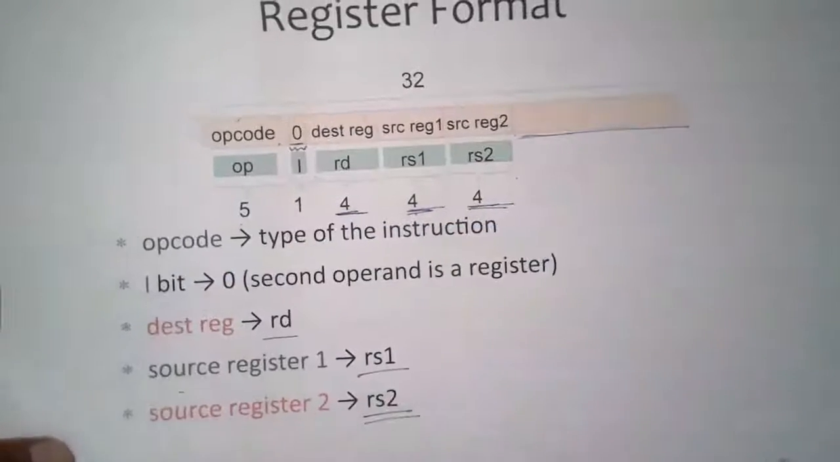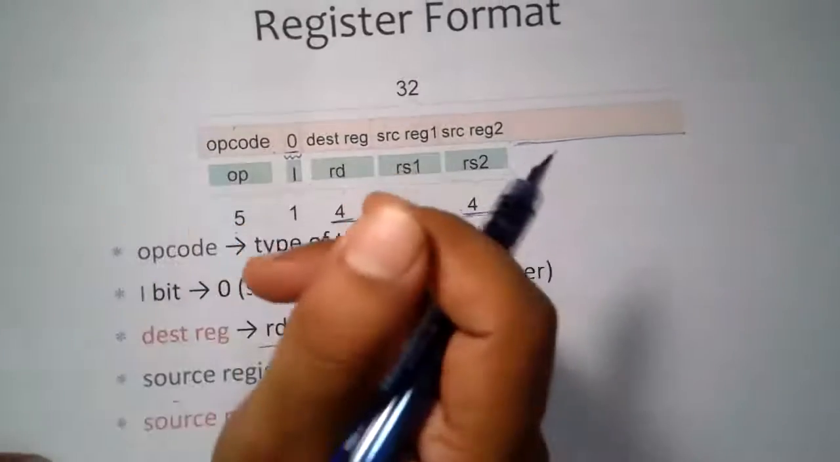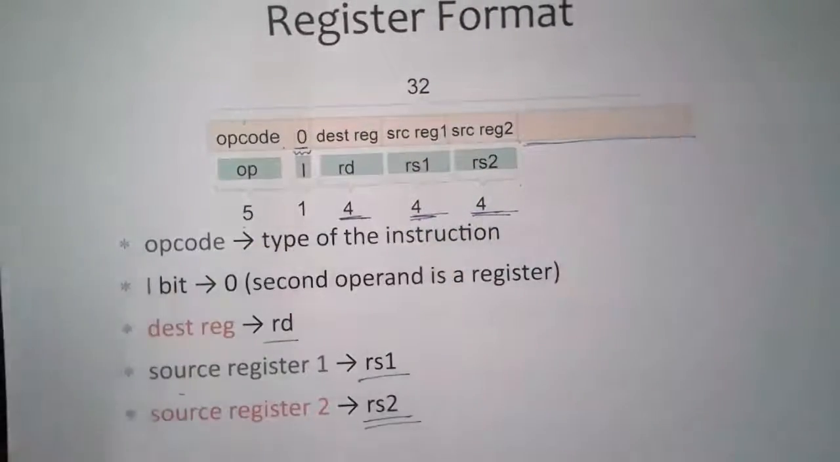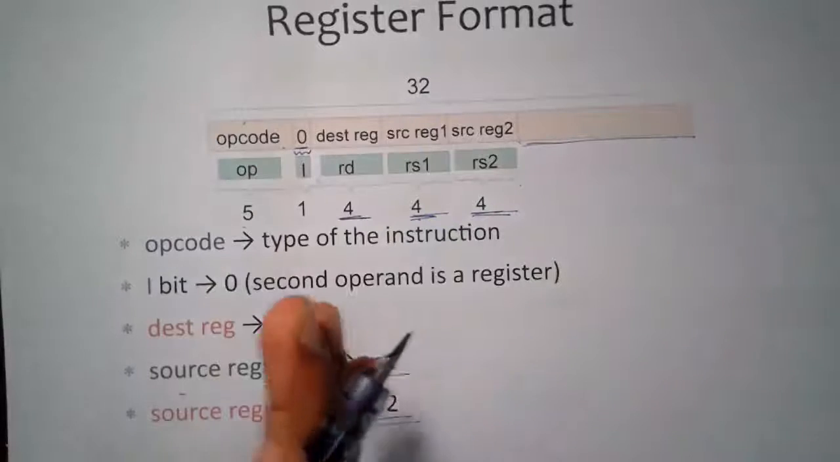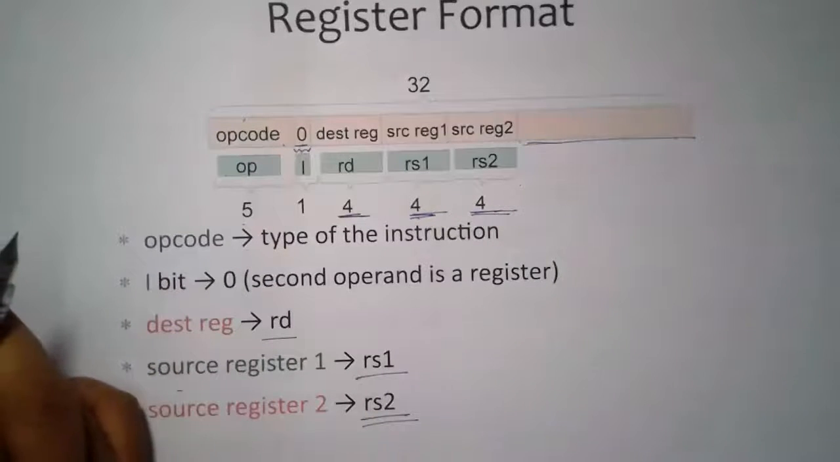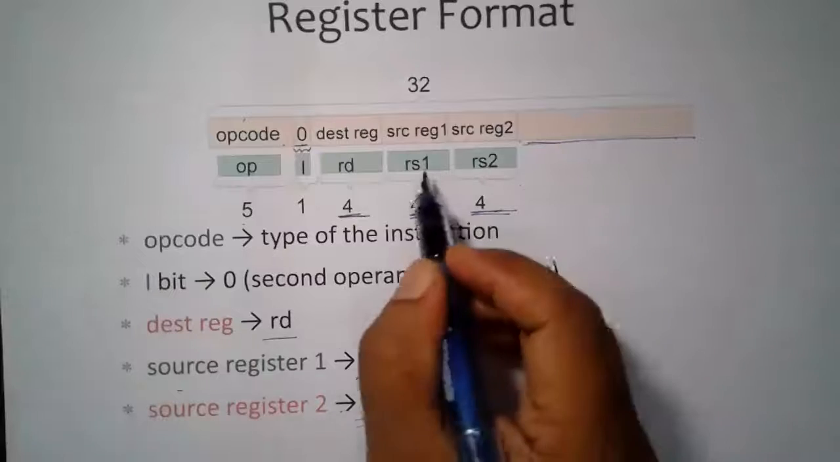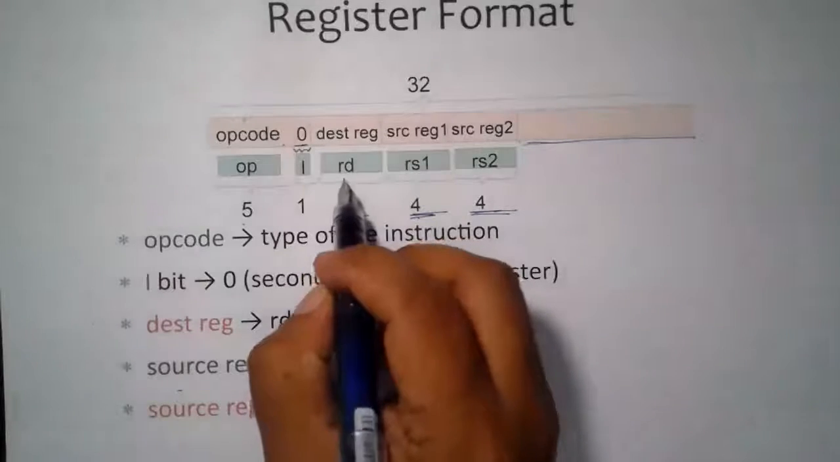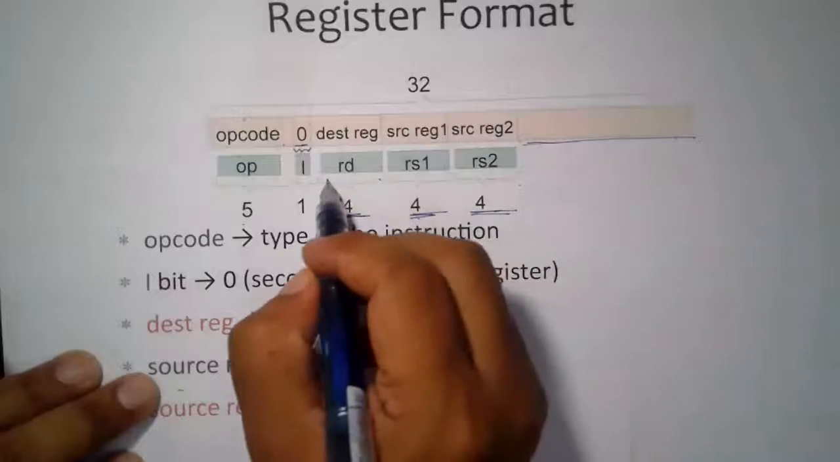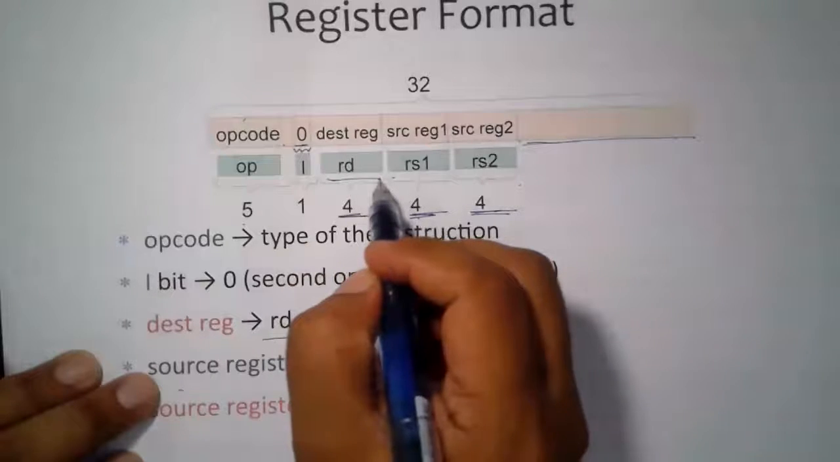So try to visualize what the hardware will look like. These 32 bits will go to a decoder. The decoder will decode it. It will appropriately initialize your ALU. It will provide the operands to the ALU, and where the result has to be stored will also be specified by looking at the instruction.